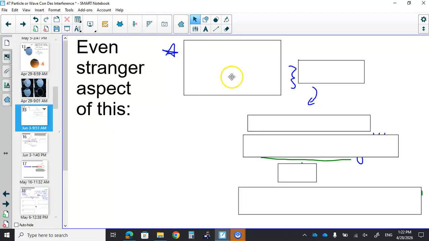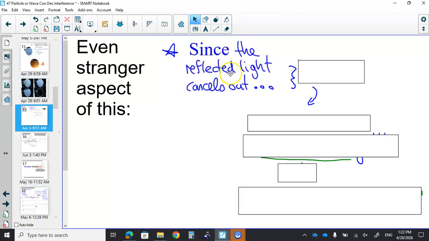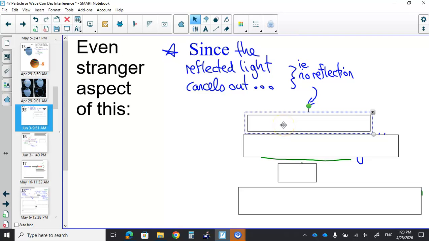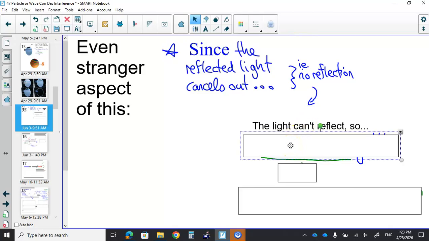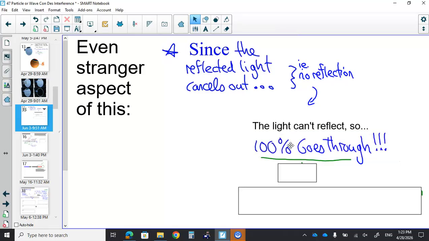An even stranger aspect of this: it's weird enough, but since the reflected light cancels out, there's no reflection, so the question is, where does the light go? If there's no reflection, then what happens? Well, it turns out that the light can't reflect, so instead it goes through, which is kind of bizarre. I suppose there could have been other options. Same with total internal reflection: instead of reflecting because it ran out of room to refract, it could have been absorbed in the material and heated it up or something. This could have been like that too, I suppose. But this is just what's observed, that since it can't reflect, instead it goes through.